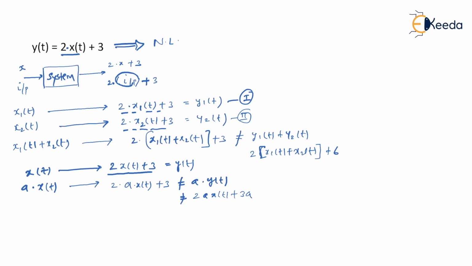But as I said, it sometimes happens that additivity principle gets satisfied but homogeneity principle doesn't get satisfied. Even in that case, the system is said to be non-linear. Only if both the properties are satisfied, the system is said to be a linear system. Let's start with our next question.